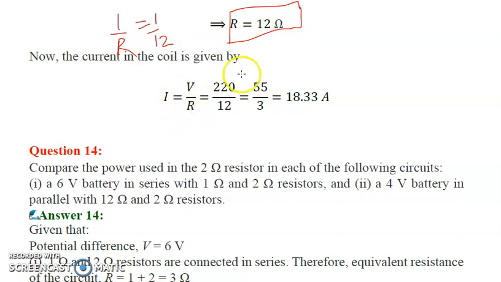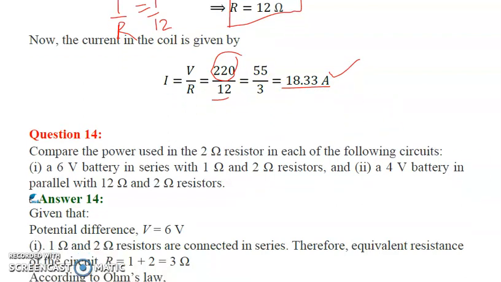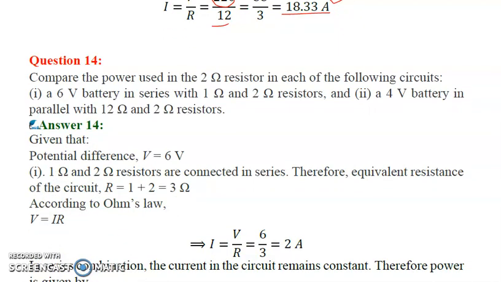Current would be V upon R again. V will be 220, R will be 12. This will be your final answer to calculate the current in the third case, that is 18.33 amperes. Let's proceed to the next question.